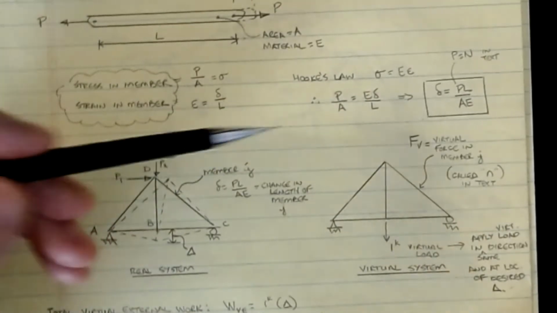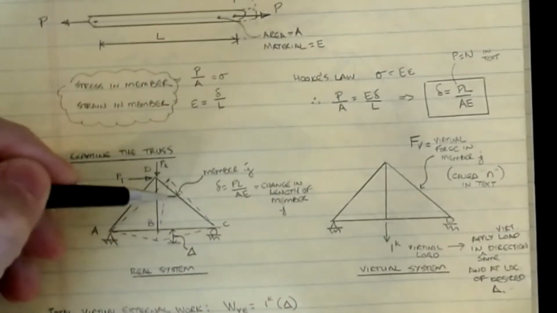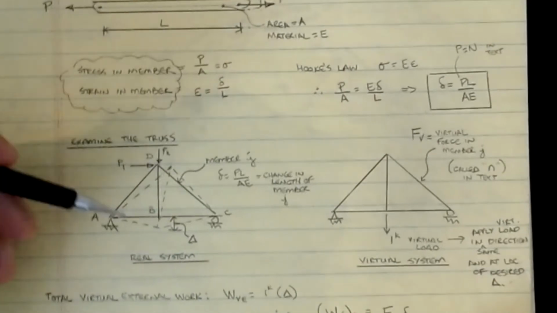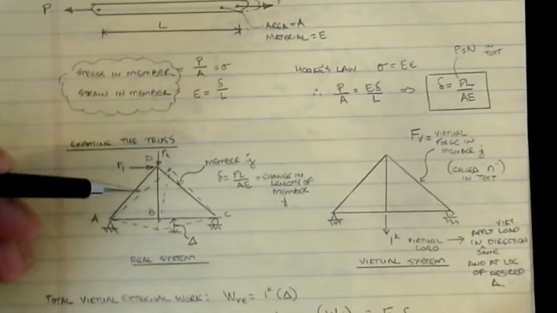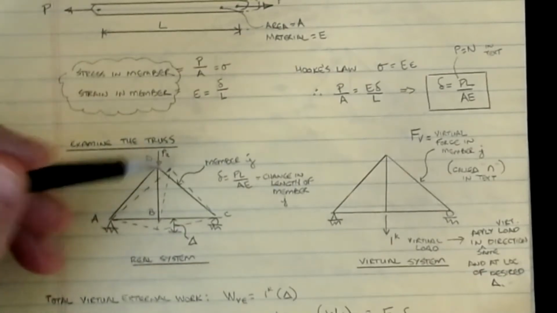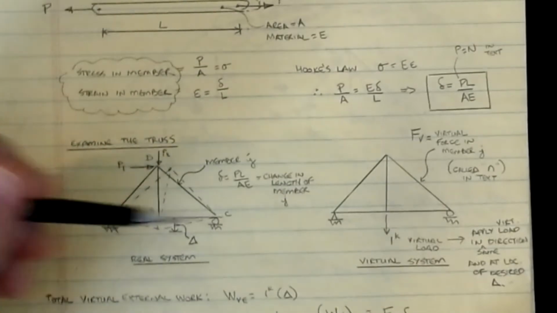It's that same formula we derived here, and its change in length is going to be based on the load that shows up in it. Okay, and so that's our real system. And so we'll go through and analyze this truss using our method of sections, method of joints to find all the forces in the members, and we'll be able to get this P value for every member in the truss. Every member is different.